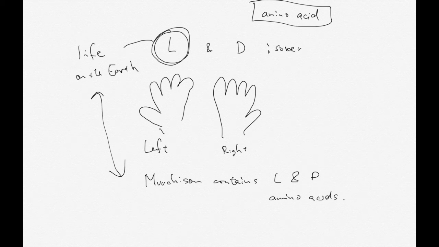Recently, some researchers claim that there is a slight excess of one amino acid in the Murchison meteorite, even though other researchers disagree with them and point out that the excess is due to contamination. And this is the answer to these questions.